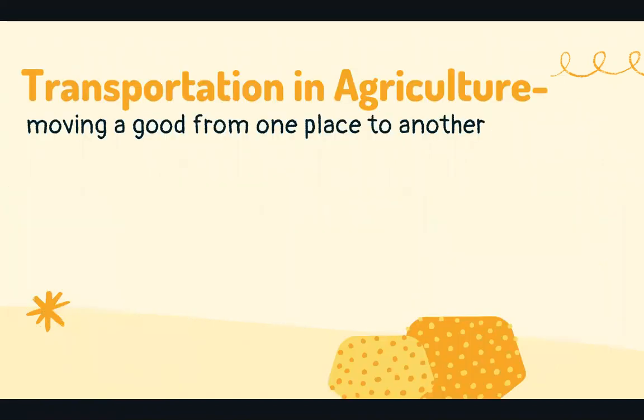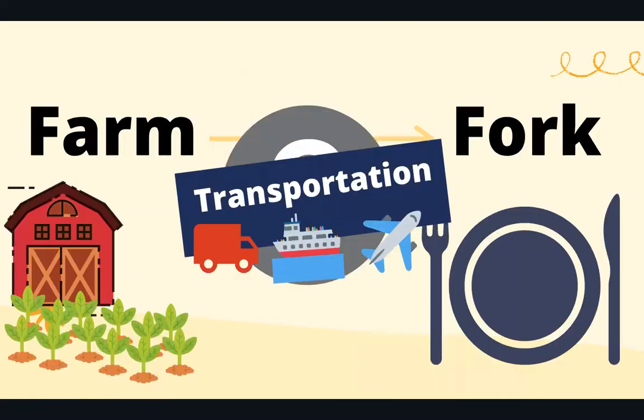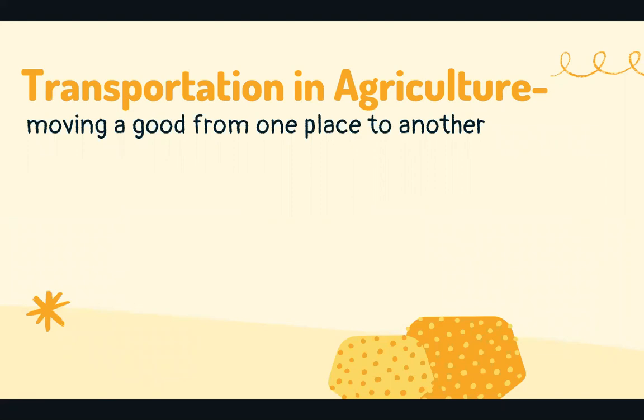Transportation in agriculture is moving a good from one place to another. So, in the example I gave in the last slide, that would be moving the food product from a farm to a grocery store, a home, or other place.